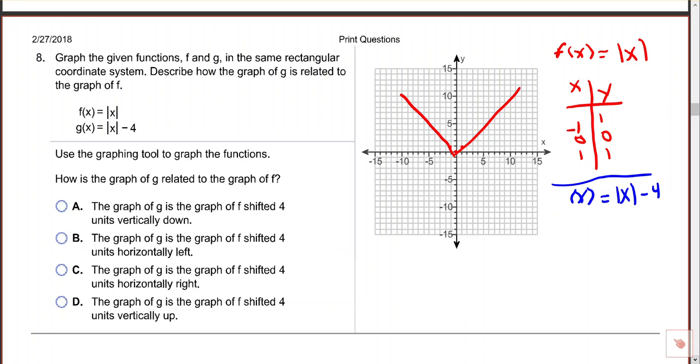So again, this is g of x. If I do an xy table here, I'm going to start with -4 because I know this thing shifted down 4 places because of the -4 outside of the absolute value symbol. So -4, the absolute value of -4 is 4, and 4 minus 4 is 0. And then let's do -3 here. The absolute value of -3 is 3, and 3 minus 4 is -1. So -3, -1.